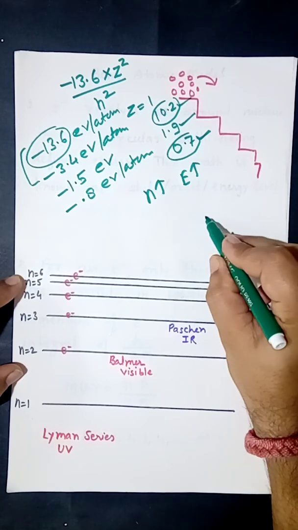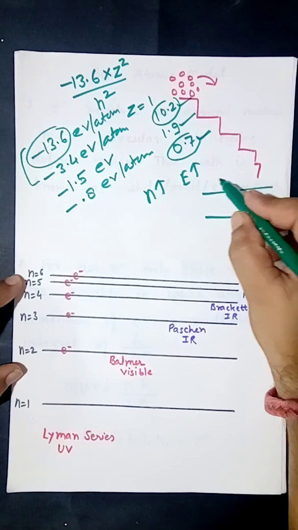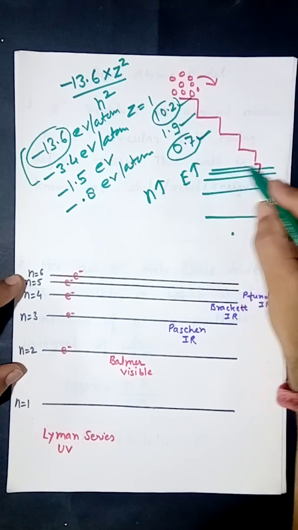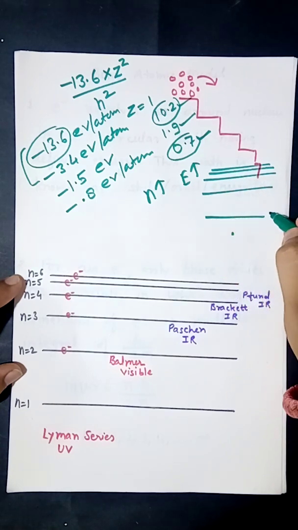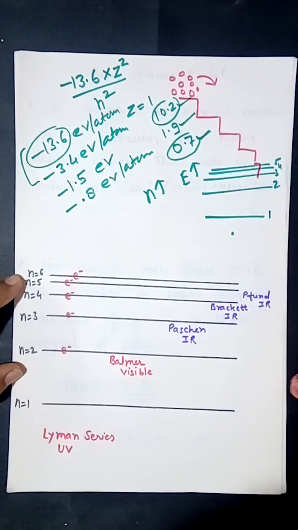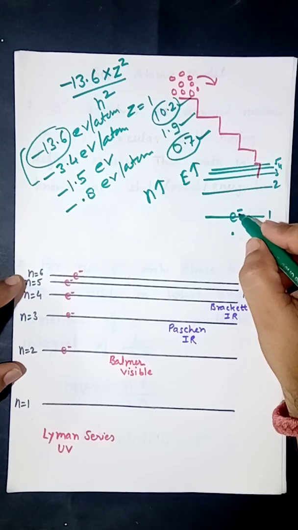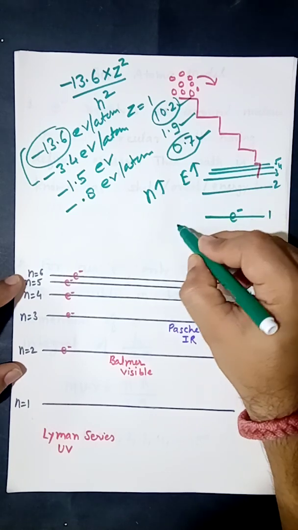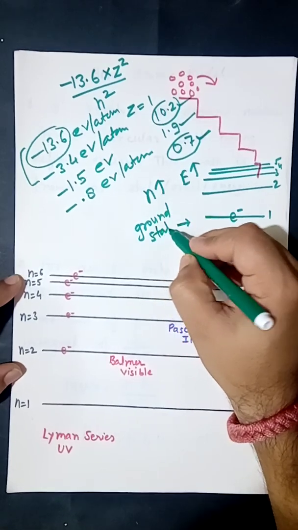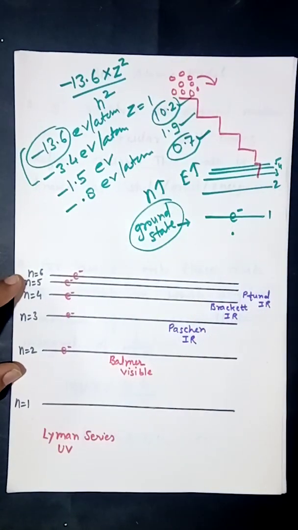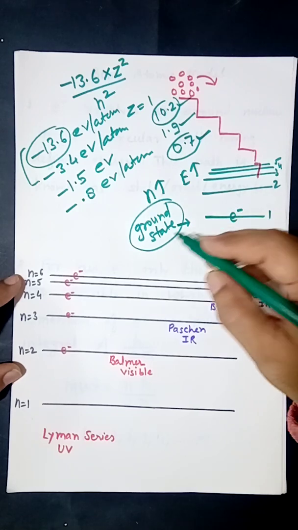This is the nucleus, this is the first shell, this is the second shell, this is the third shell, this is the fourth shell, this is the fifth shell. These are different shells, numbered 1, 2, 3, 4, 5. We know that the electron of the hydrogen atom in normal condition is found in the first shell. Wherever the electron is found in normal condition is known as the ground state. Ground state means it is the common state, the general position of the electron. So the electron is found in the first shell in hydrogen, and it is known as the ground state.